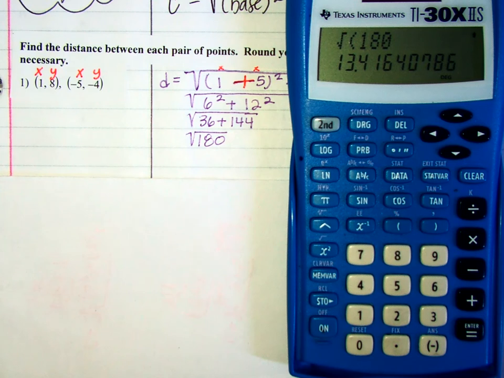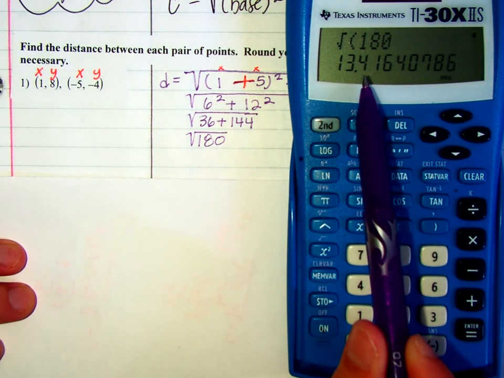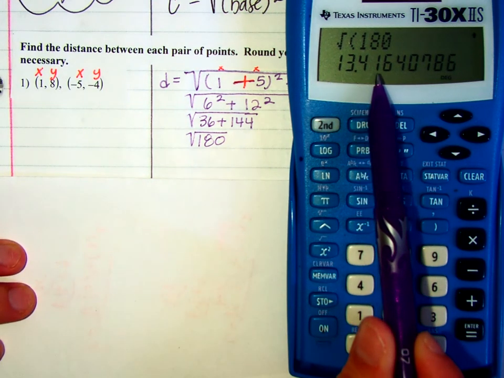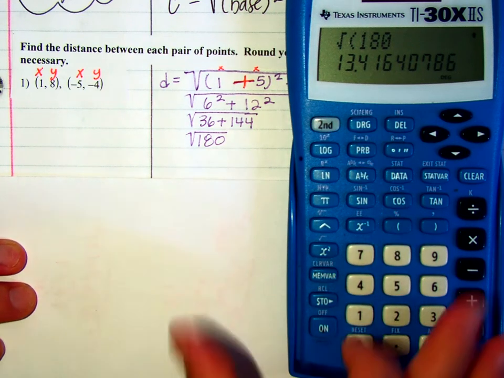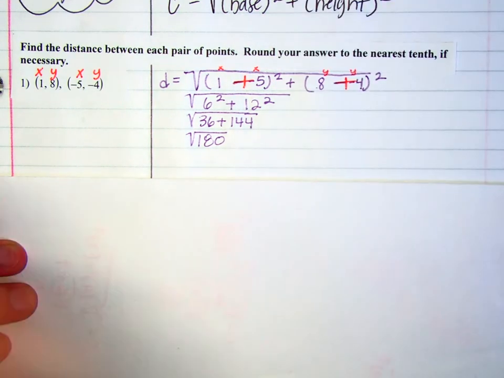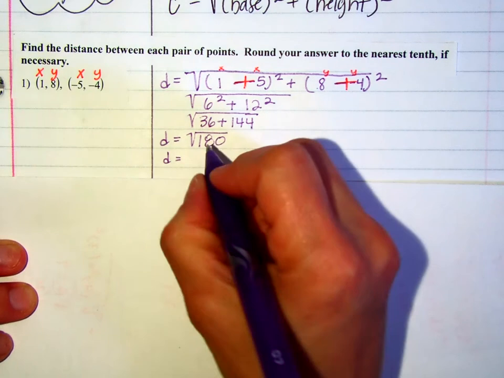Now remember, we're trying to round to the nearest tenth. So I'm looking at the 4. That's what I want. I look to its neighbor. This guy is just a 1. That means we stay the same. So we're at 13.4. Okay. So the distance between those 2 points is 13.4.